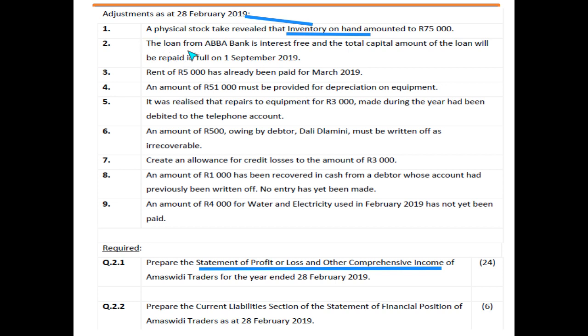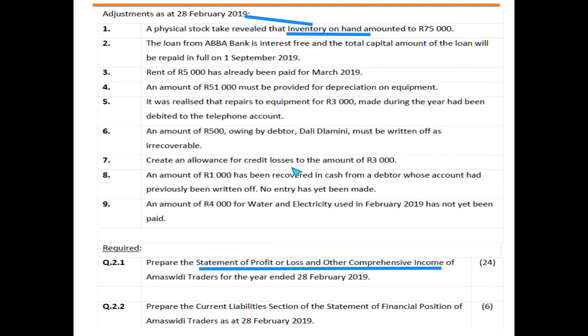Are you still with me? And then number 3, they say rent was paid. So rent paid is not an income. Depreciation is not an income. Repairs and telephones are not incomes. Amount written off is not an income. Here they say create allowances for credit losses. This one, we need to check whether it's an income or expense. I don't know if you understand me. This one, number 7, I'm going to explain what is allowances for credit losses, okay?